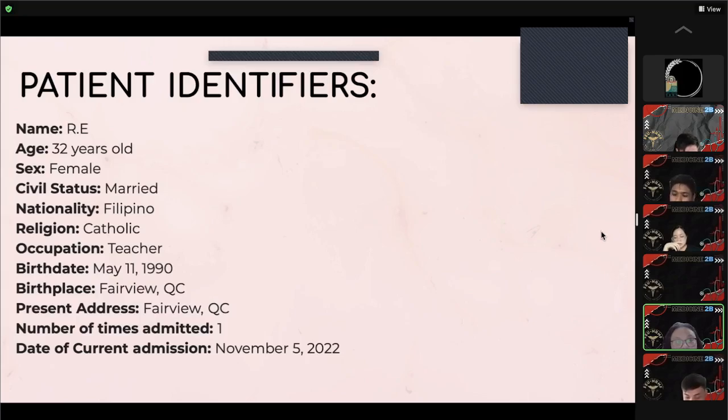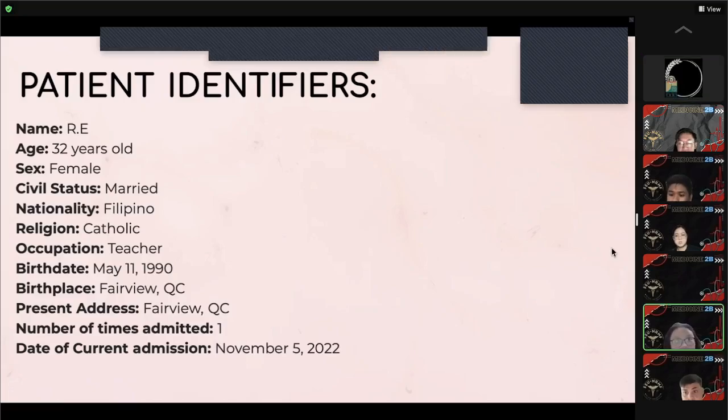So for our patient identifiers, again, our patient is RE. Wala kayong ano, yung electrophoresis na... sa discussion na po, sir. Okay. It will be explained later po.